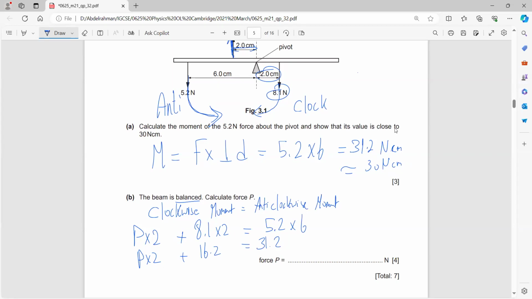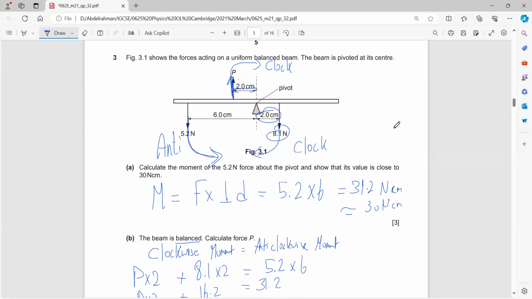What do we do? We find all of the clockwise moments and we find all of the anti-clockwise moments. Where are the clockwise moments? We have two clockwise moments. What are they? Well, they are only two. This is a clockwise moment. Why is it clockwise? Because it's rotating this way. So how does the clock rotate? It rotates in this manner. This is the clockwise moment.